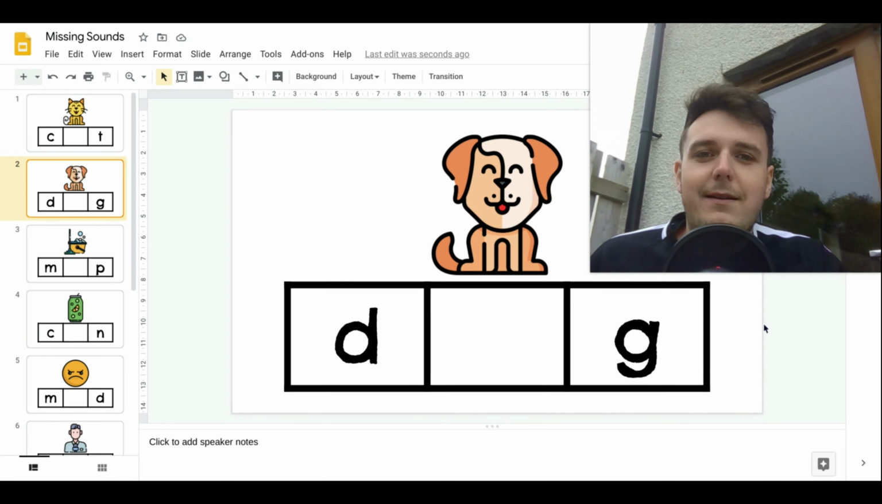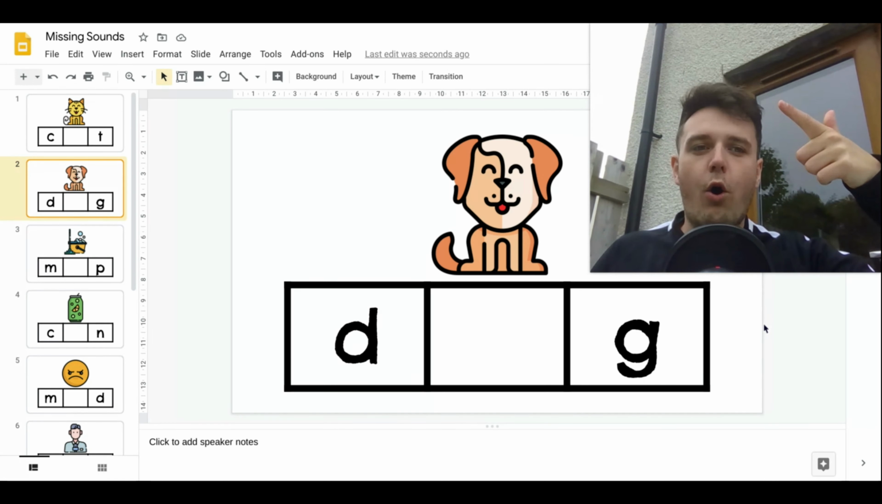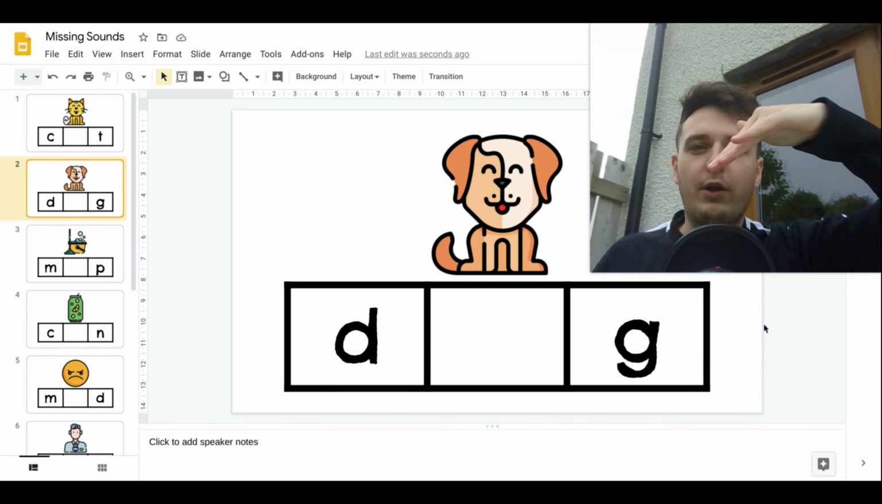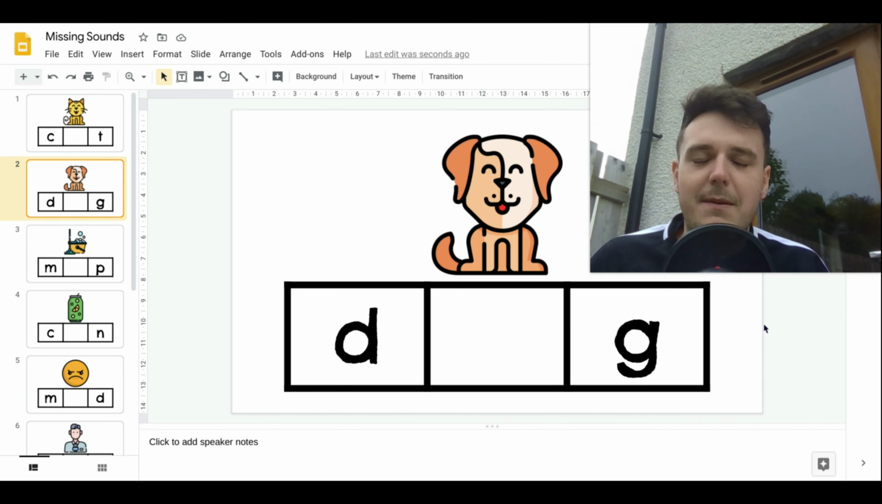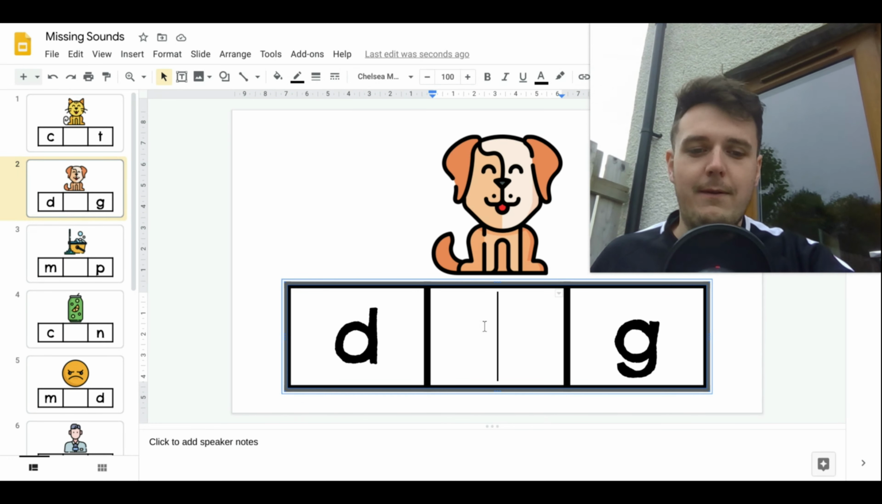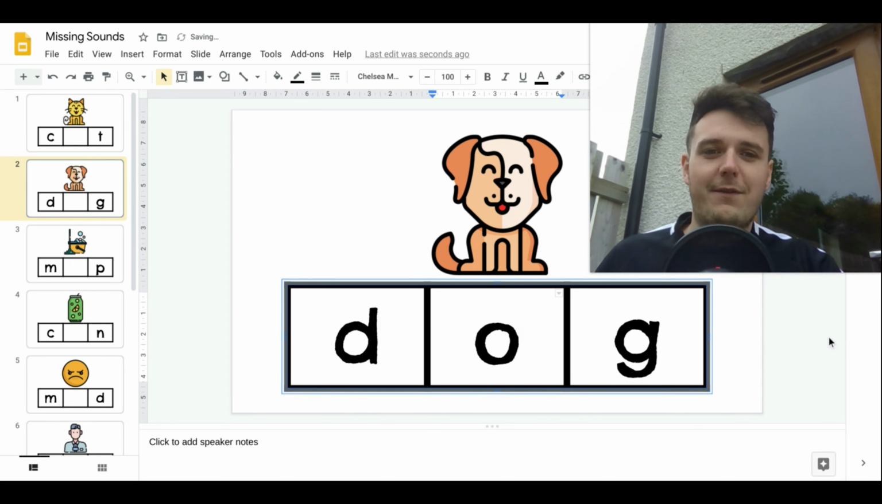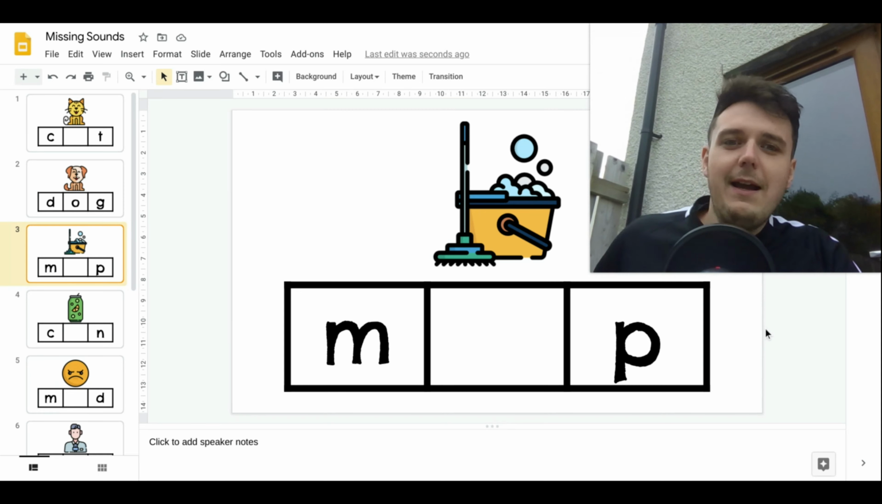Second. So here we have a picture of a dog. D-og. Dog. I wonder what that missing sound is in the middle. That's right. It's an oh. Fantastic. We'll just leave them in at the side. That's fine. I'll get them at the end.